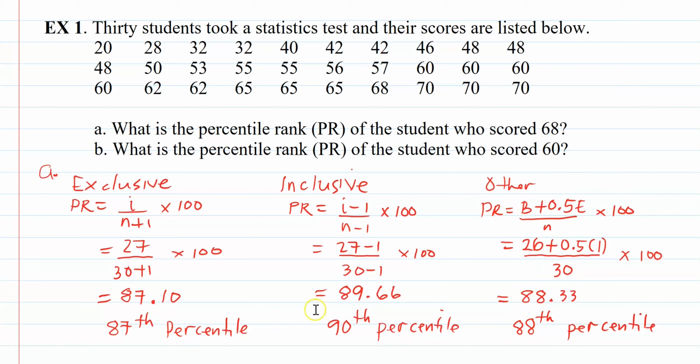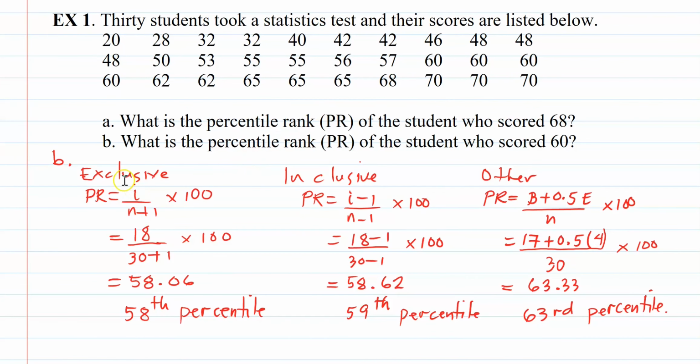And you notice that the percentile ranks that we got are different values. That means that depending on the method that you're using, you will get the corresponding percentile rank. In this case we got different values, but of course all of these values are acceptable and correct depending on the method that you're using.